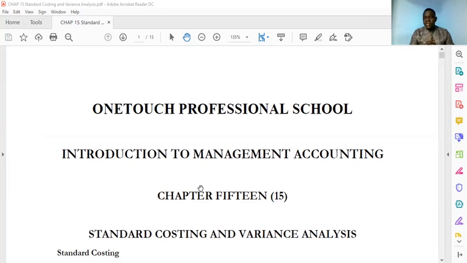We continue our discussions on Introduction to Management Accounting. Today we are looking at chapter 15, and the focus is on standard costing and variance analysis. Standard costing and variance analysis.